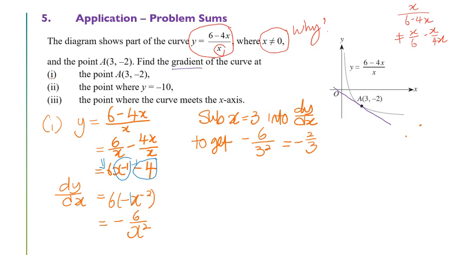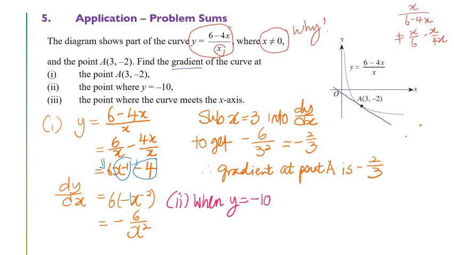And so the gradient function, the gradient of this tangent line at x equals 3, will have gradient negative 2/3. The tangent line is y equals negative 2/3 x plus a constant c. All right, you can just substitute this point in here to find your c, but that's another story.